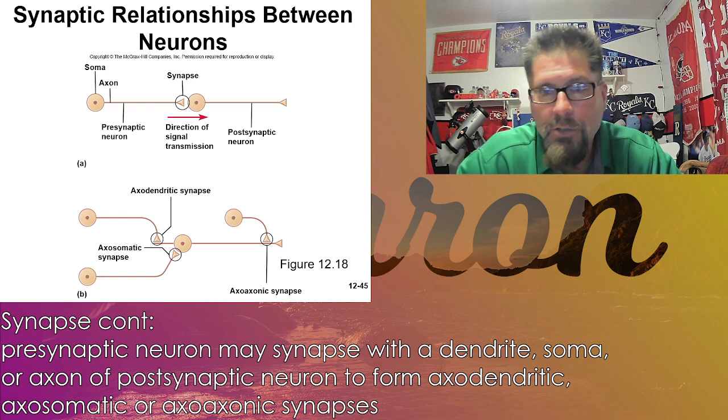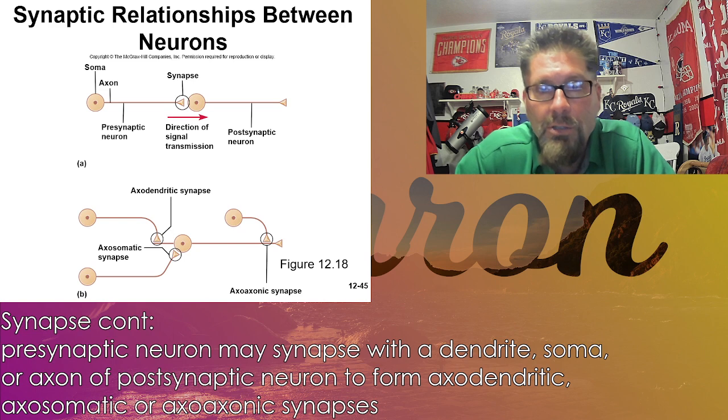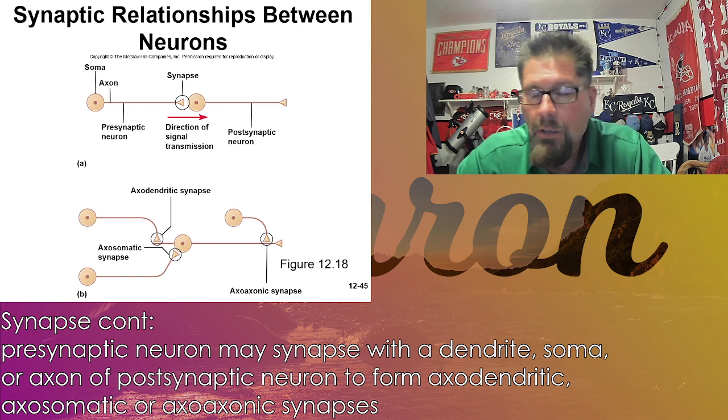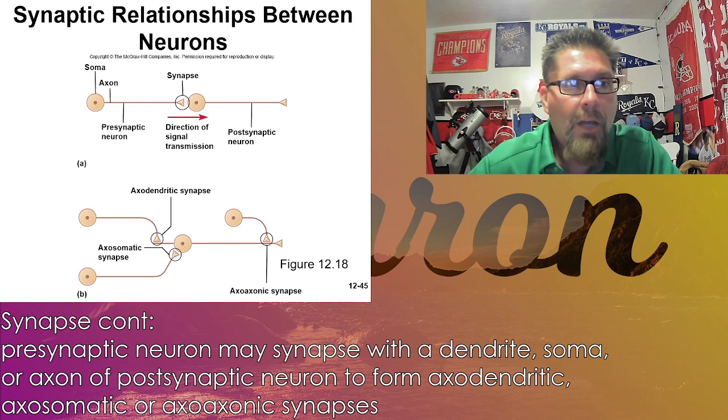An axodendritic synapse connects to the dendrites. An axosomatic synapse connects to the soma. Or axoaxonic, it connects straight to the axon.